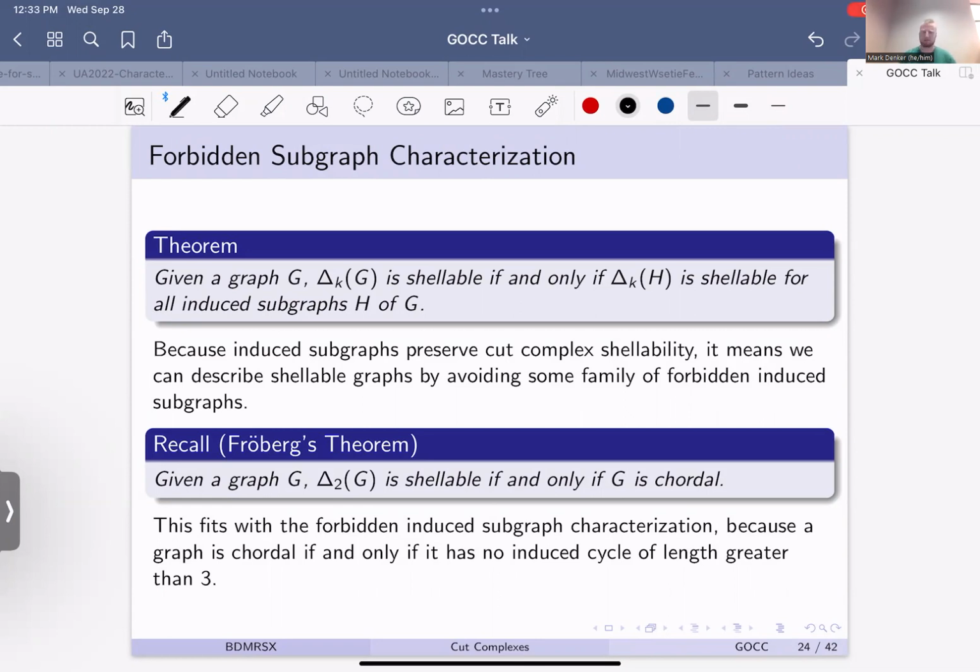And this makes sense because remember Fröberg's theorem, this was about the k=2 cut complex. This thing was shellable if and only if your graph was chordal. But what does it mean to be chordal? It means you don't contain an induced subgraph of the 4 cycle, the 5 cycle, the 6 cycle. So you have this infinite family of forbidden induced subgraphs, and if you avoid all of them, you're shellable. This is also bad news because it tells us that you're probably not going to have a finite list of forbidden subgraphs. Even in the simplest case, we had an infinite list. It was a nicely describable infinite list, but it was an infinite list.